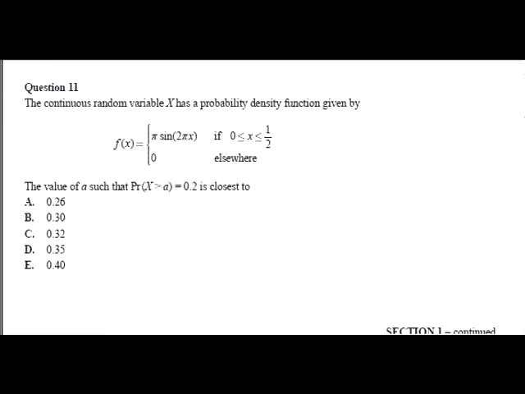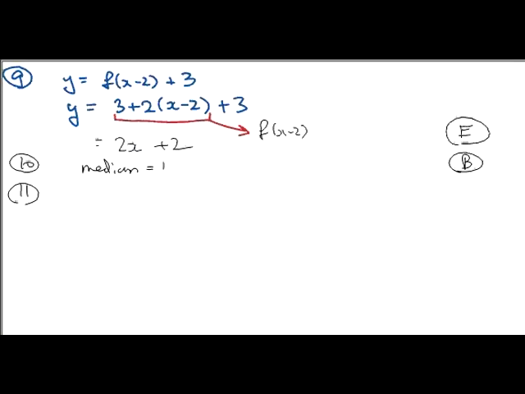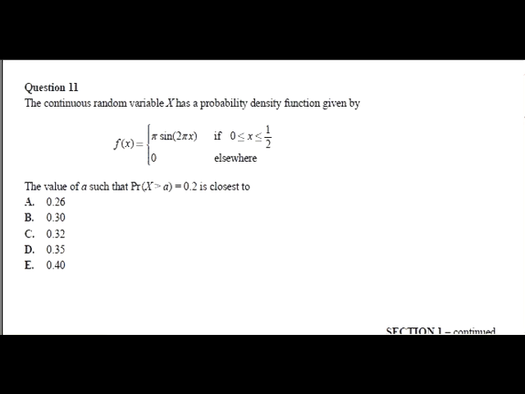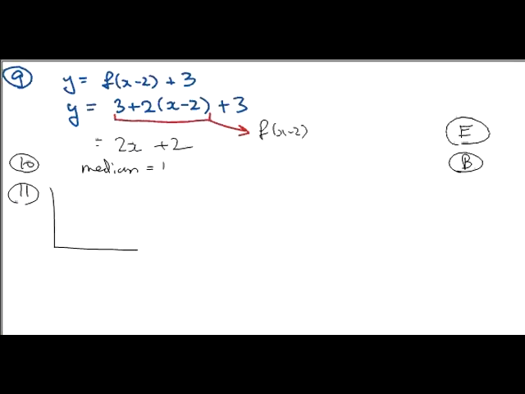So you get a probability density function, and you're saying the value of A such that the probability of x bigger than A is 0.2. Let's quickly draw what this thing's supposed to look like and think about how to solve it. I'm not even going to draw the shape of the graph. This is my graph. Now it says that we're running from 0 to half and then 0 elsewhere. So half is there, and our graph is going to look like something random. Like that.